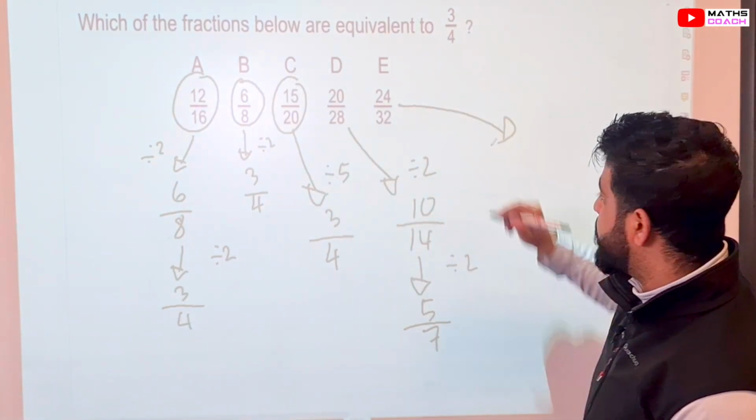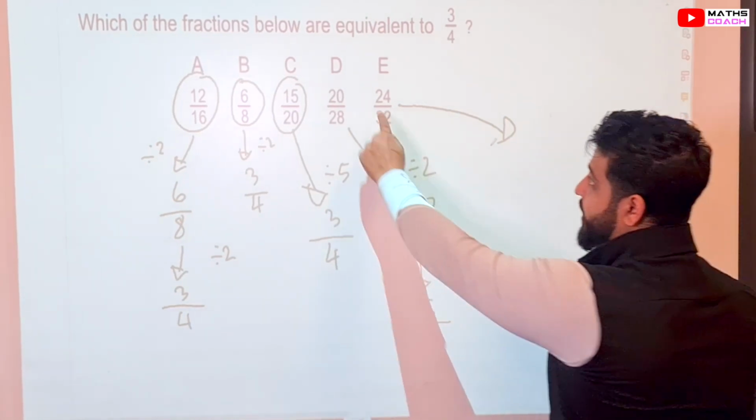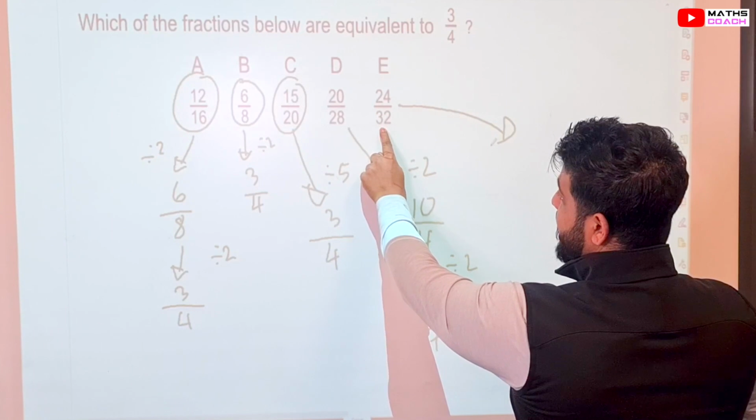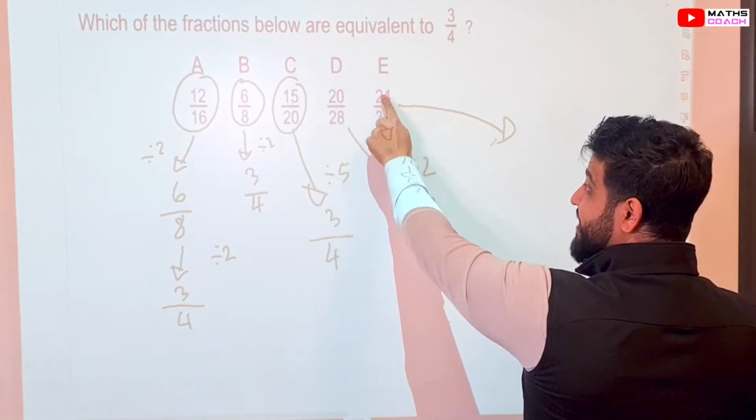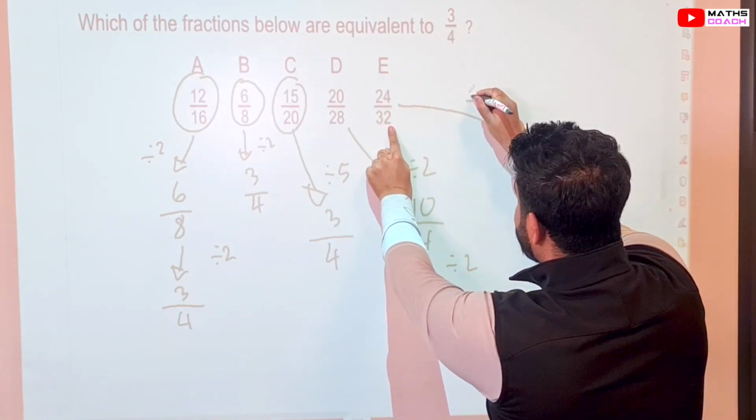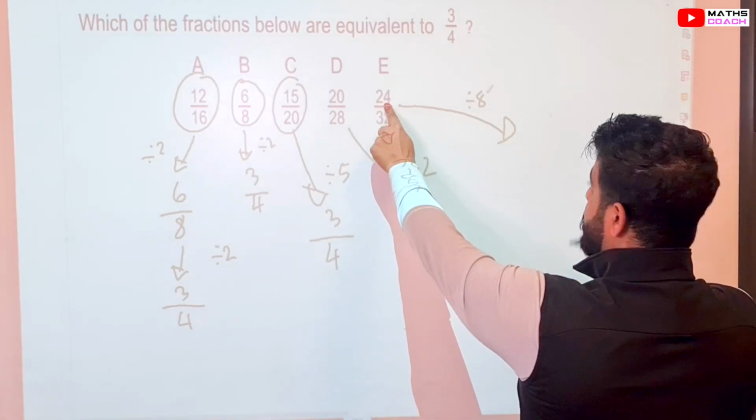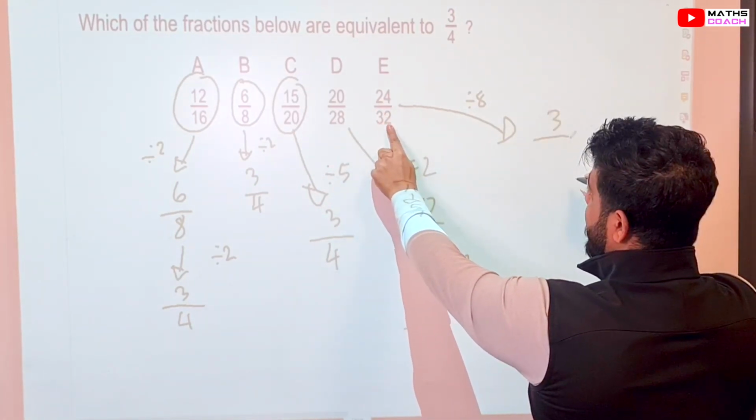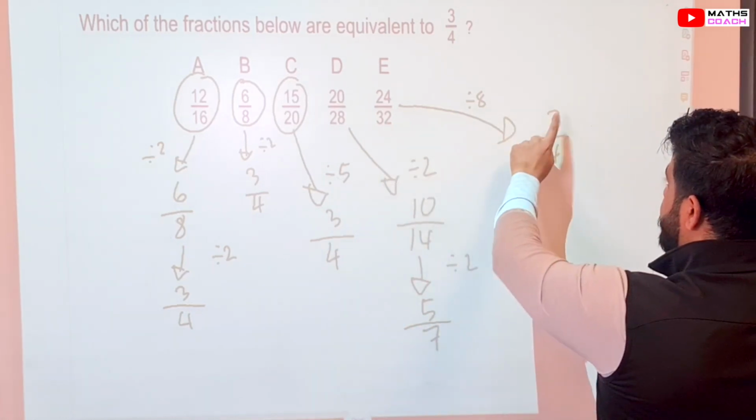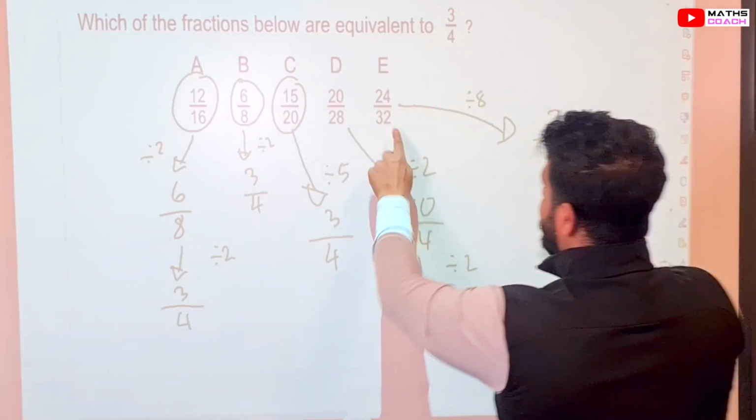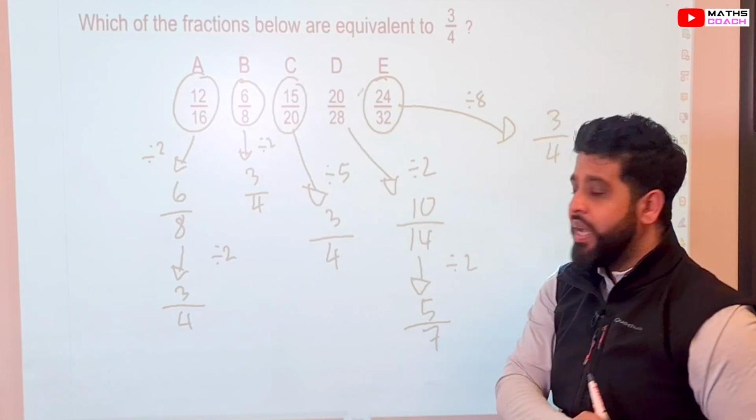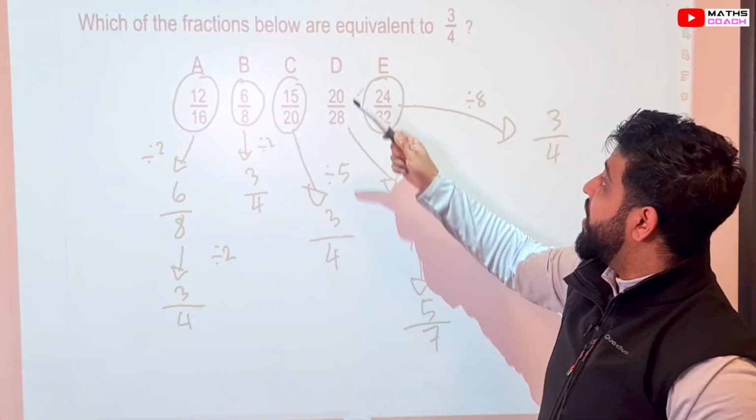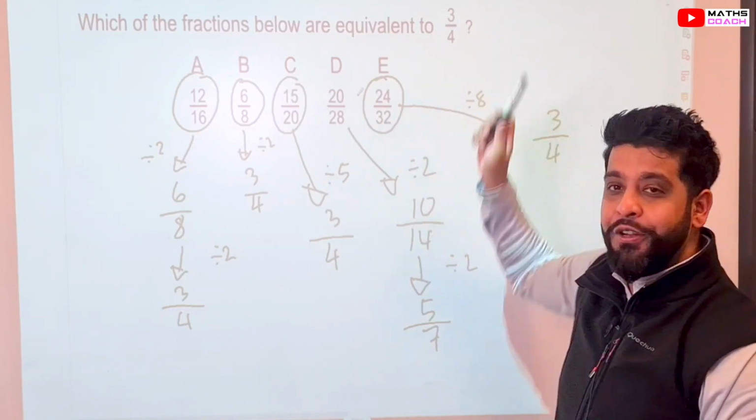Last one here. I'm sorry, it's getting quite squashy. Hopefully you can follow the working out. So 24 and 32. Both of them we can divide by 2, or if you notice that 8 goes into both of them, we can divide that straight away by 8. So 24 divided by 8 is 3. 32 divided by 8 is 4. So 3 over 4 is equivalent to that. So therefore 24 over 32 is also an equivalent fraction. So all of these were equivalent fractions to 3 over 4.